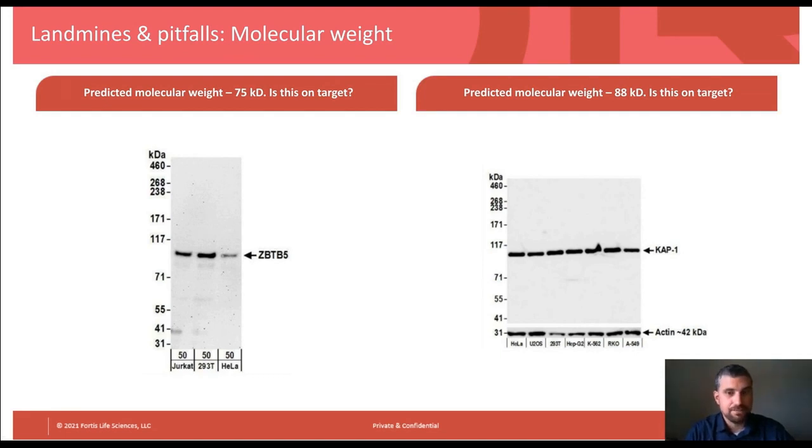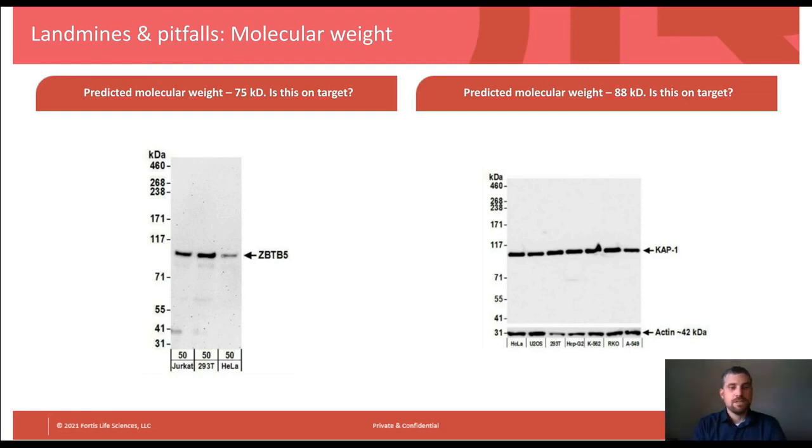Here on the left, I've got ZBTB5, and its predicted molecular weight is about 75 kD. We see it here migrating at about 100 kD. On the right, we've got the Cap1 protein, again migrating pretty close to 100 kD. Its predicted weight is closer to 88 kD. So you're left to try and figure out, hey, is this antibody on target? Why do I think this antibody is on target? And if it is on target, how do I prove that it is on target independent of just this molecular weight prediction?